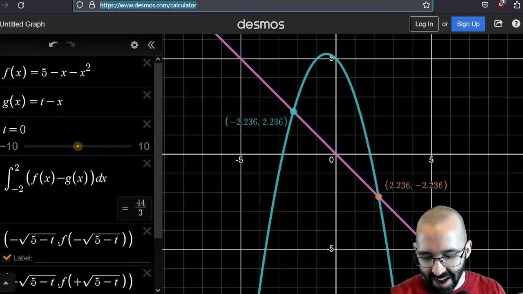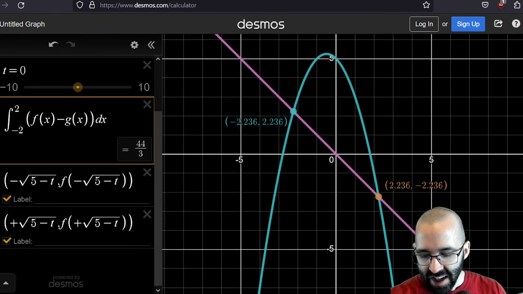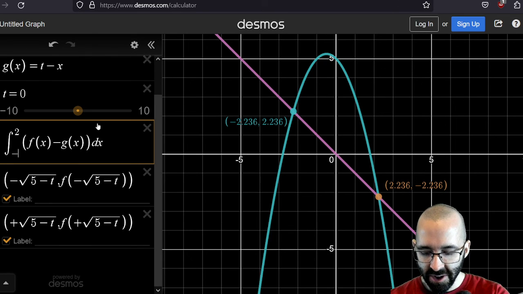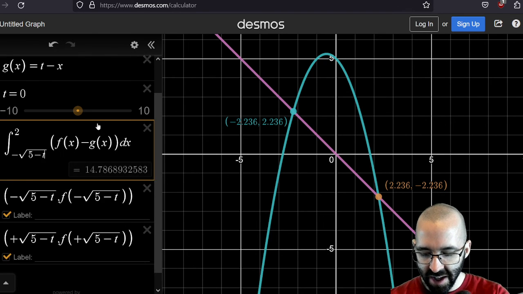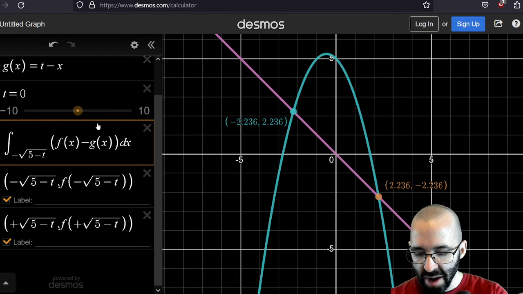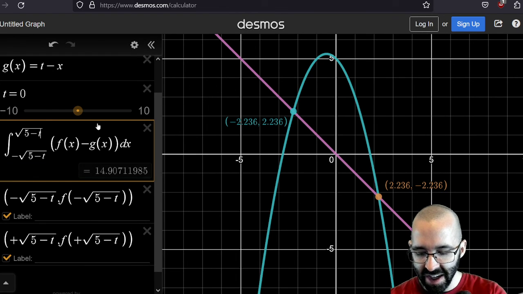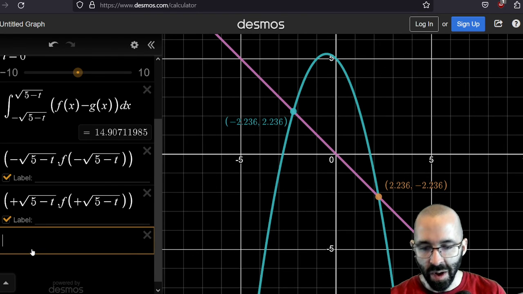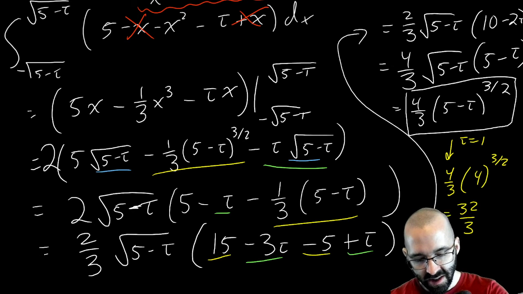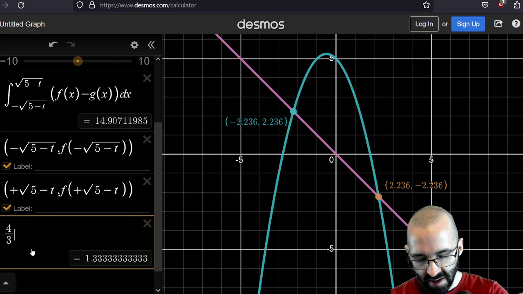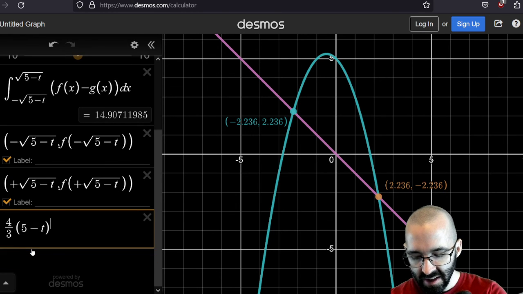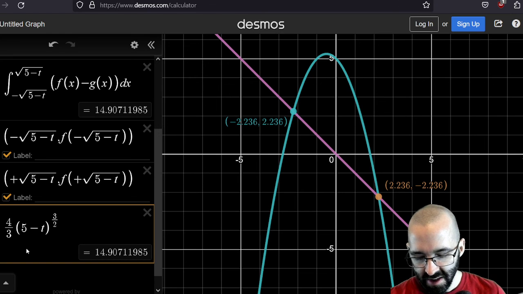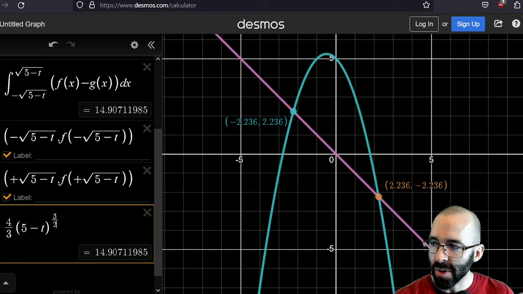All right, let's see this with Desmos. We got a lot going on here. Instead of looking at the integral from -2 to 2, let's look at the integral from negative square root of 5 minus t up to positive square root 5 minus t. And let's compare that with what we think the integral should be. 4/3 5 minus t to the 3 halves. Watch these numbers as t changes.